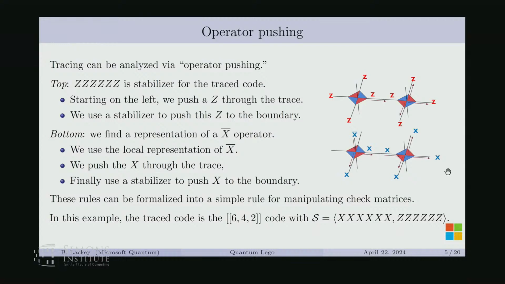This goes through the traced operation, and then I use a stabilizer to move it to the boundary. And so again, I get a physical representation of the underlying logical operator for this construction. Okay, so in this case, this is an example of one of these N-2 codes that was in Mike's talk this morning. And so these can be constructed by just gluing together as many of these 2x2 Bacon-Shor codes as you want into a chain to obtain that.